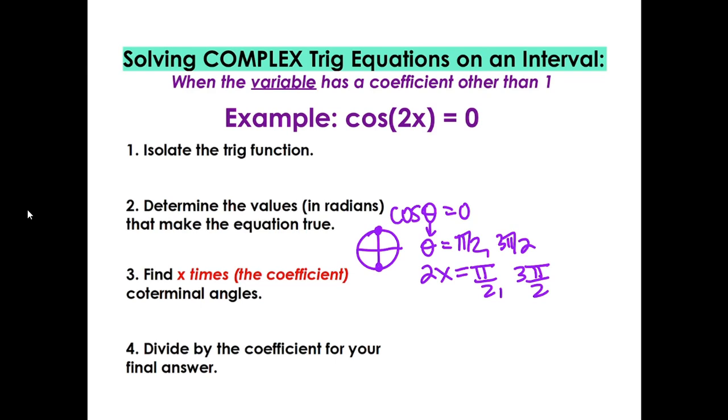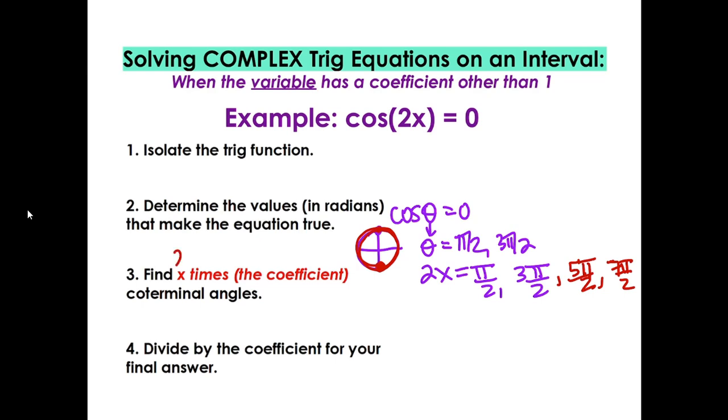And we want to find the coefficient times the coterminal angles. So what that means is I'm just going to keep adding solutions. So if I start here and I go around 2 pi, I can add 5 pi over 2 to it. And then I can do the same thing here. I can go around 2 pi and add 7 pi over 2. And that gets me double the amount of solutions that I already had. So that's what that means.